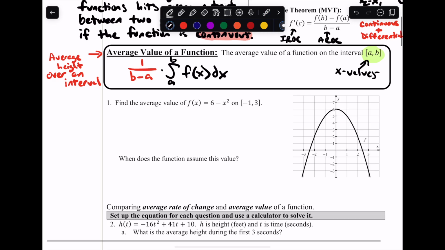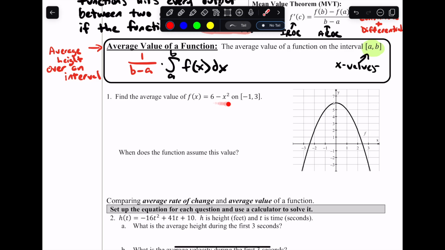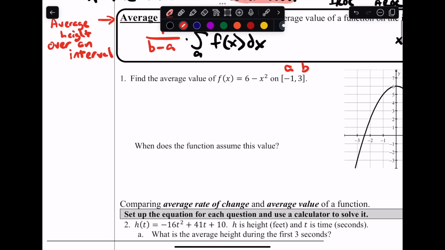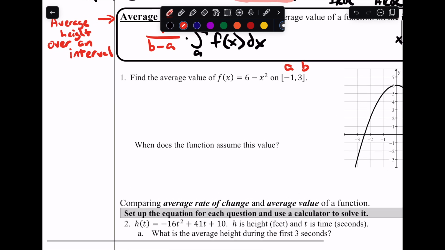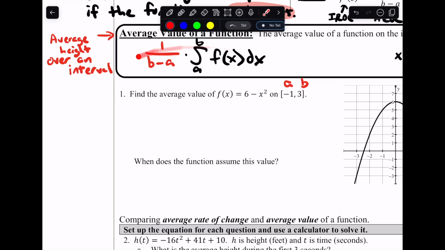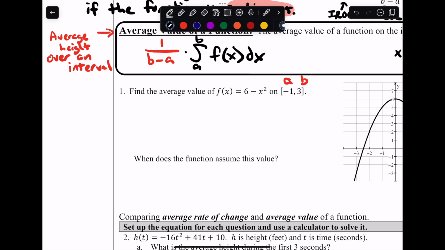So if we want to find the average value of f of x, which is the equation 6 minus x squared on the interval from -1 to 3, really we're thinking about x values going from -1 to 3, and that is going to be my a and my b for my problem here. If we plug into our formula, this is going to end up being 1 divided by our b value, which is 3, minus our a value, which is -1, times the integral from -1 to 3 of our f of x function, which is that 6 minus x squared with respect to x, so dx here at the end.